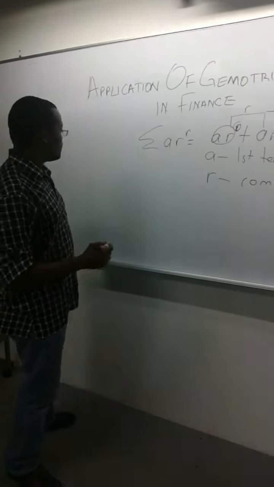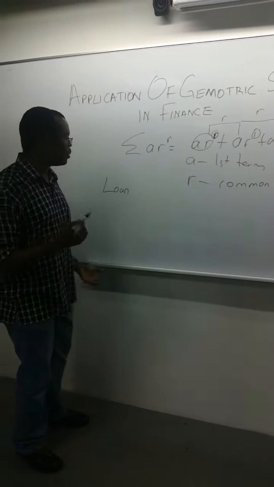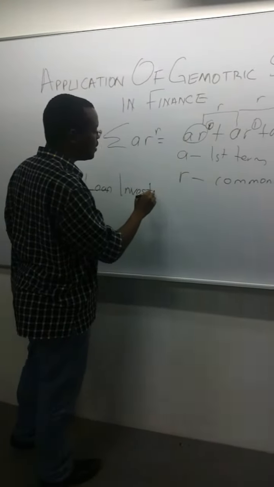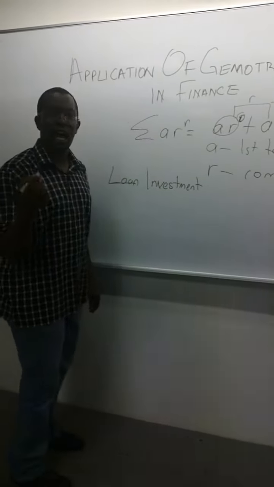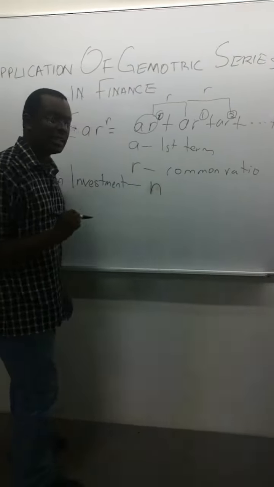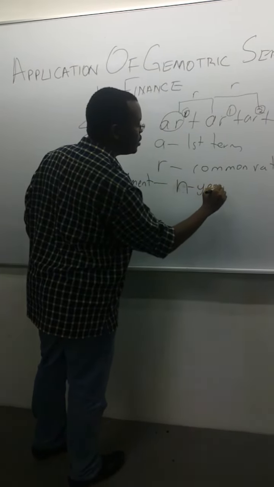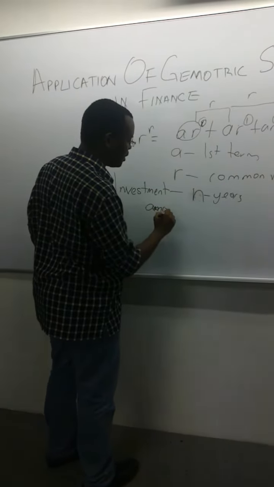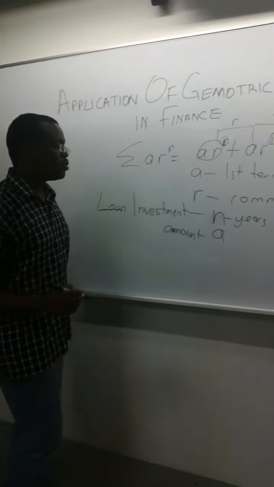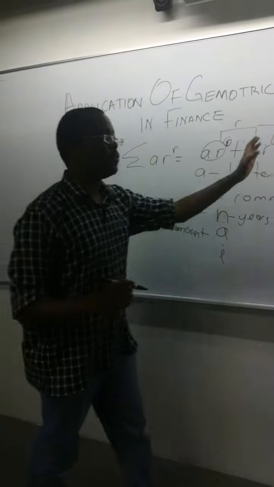Let's look at this for example. Let's leave a loan aside, and say we want to make an investment. In this investment, we want to know how much we shall have in n years after we have invested a certain amount, let's say amount A, just like here. So we know that the interest rate is equal to i, right?